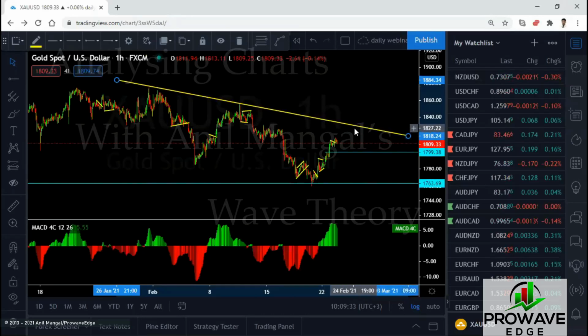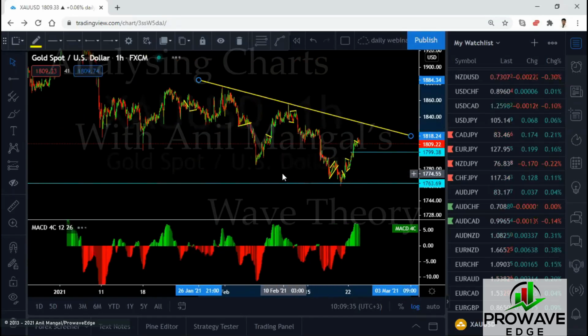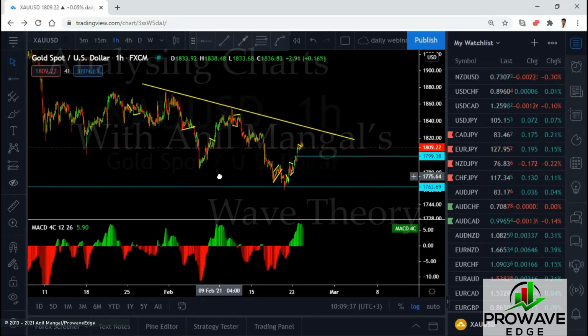Oh, they don't have to go exactly to the top, right? The line is irrelevant. The line is just a guidance as to what you're doing in terms of a structure, right? It can stop here and turn. They can go back a little higher, even break the line and then turn. It doesn't matter.